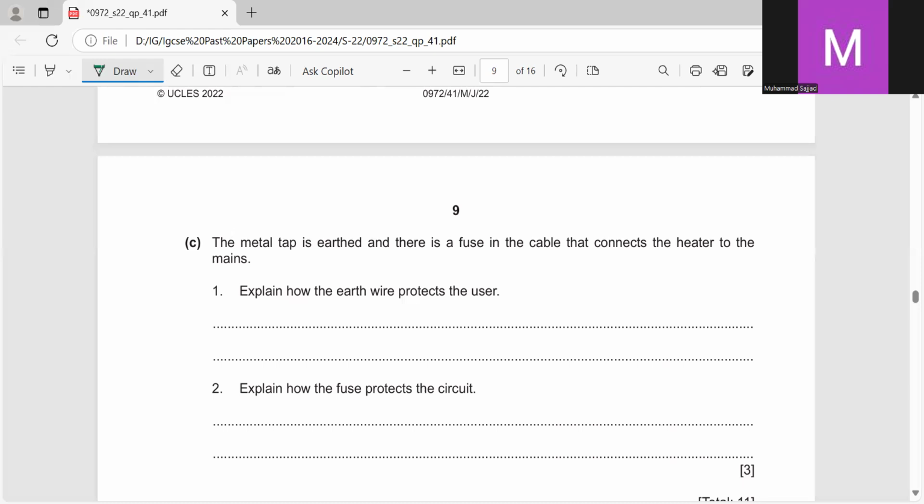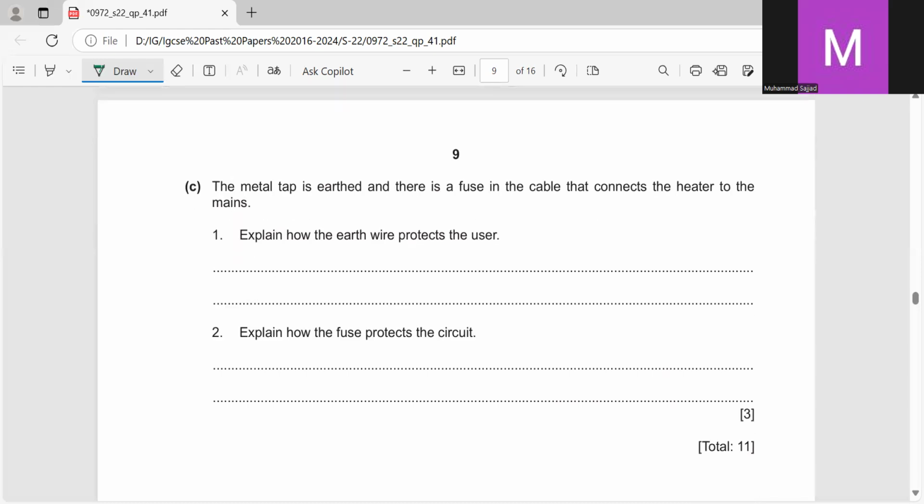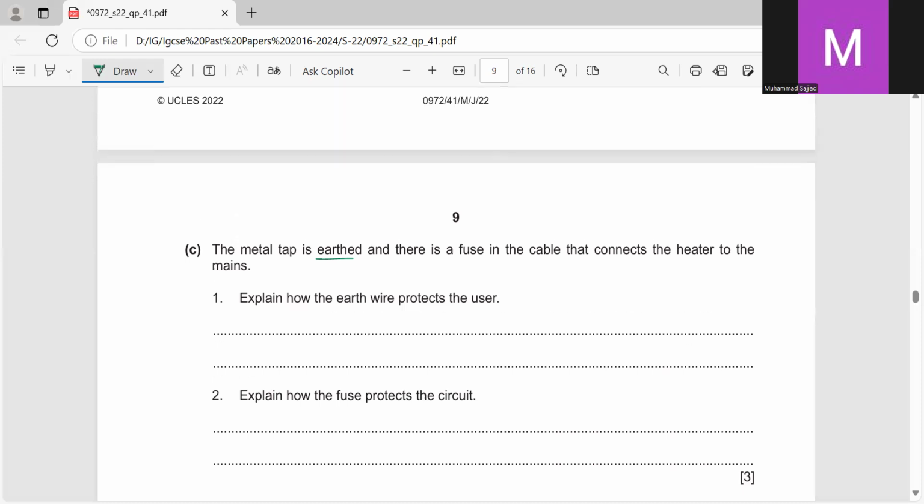Now we have used already the electrical power in the question, and here the safe use of electricity is also involved. So that is a bit difficult for a student in limited time to switch between the blocks and between the topics. Anyhow, the metal tap is earthed, and there is a fuse in the cable that connects the heater to the mains. Explain how the earth wire protects the user.